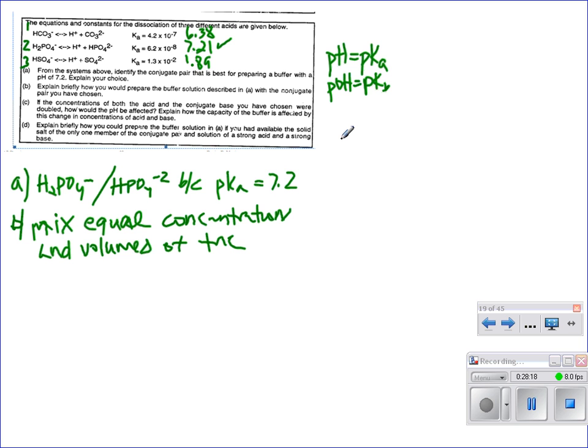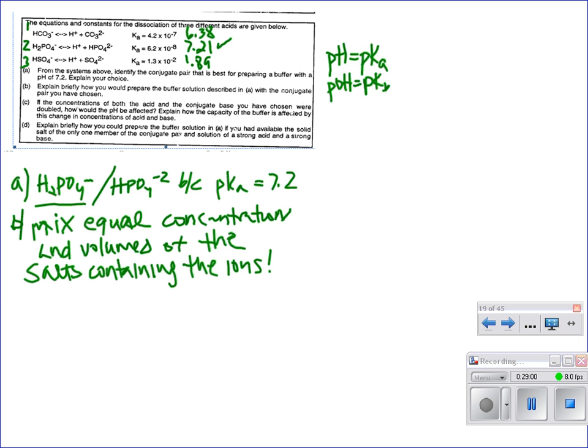They need to be salts containing those, because I can't go to the chemistry store and buy a bottle of this. I can buy NaH2PO4 or Na2HPO4. I can't buy the ions alone. So equal volumes and concentrations of the salts containing the ions above. That's basically what you need to do to make that pH, because making them equal in concentration and volume cancels out that ratio in Henderson-Hasselbalch.